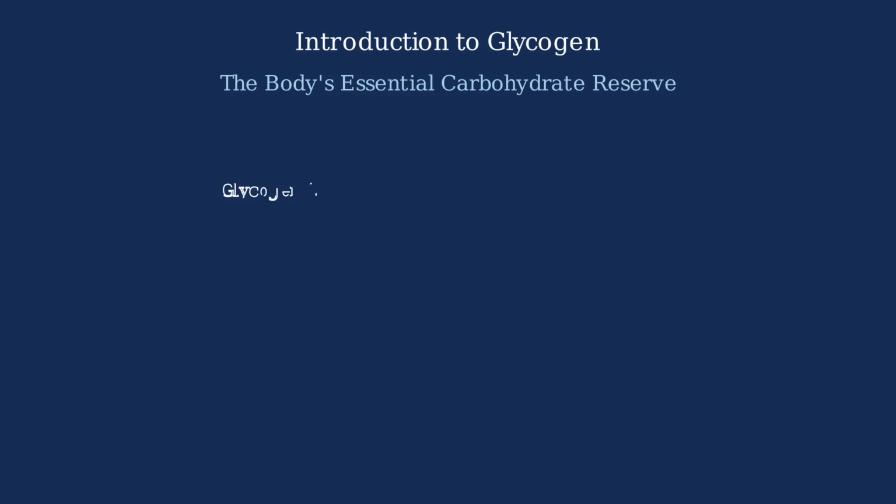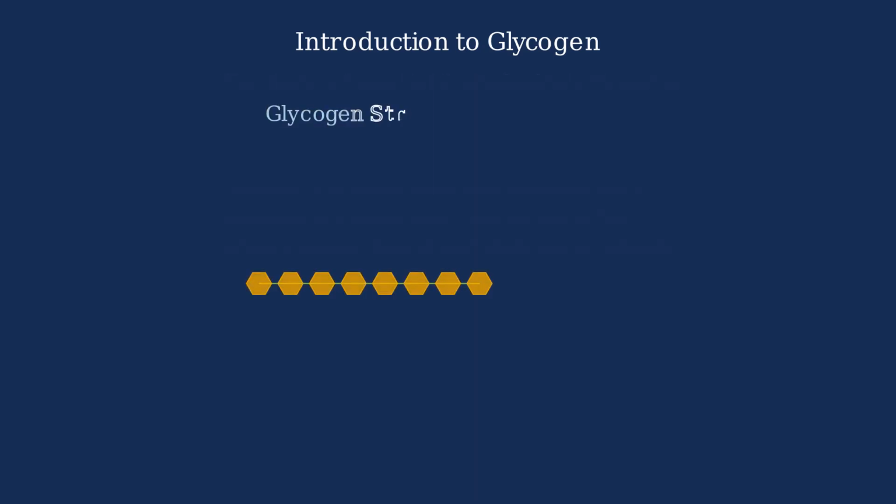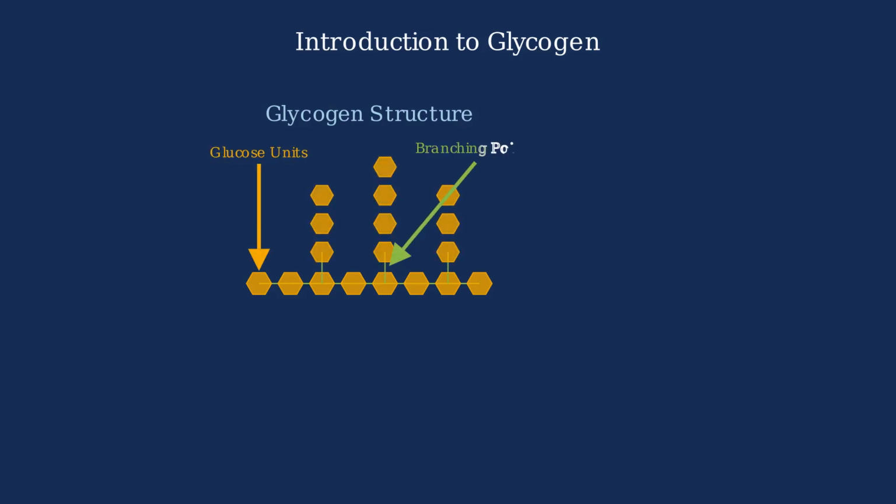This section introduces glycogen, a critical molecule for energy storage in the body. Glycogen is a highly branched polysaccharide composed of glucose units. It serves as the primary storage form of carbohydrates in animals. Glycogen has a unique branching structure. It consists of glucose units linked together in chains with multiple branching points.